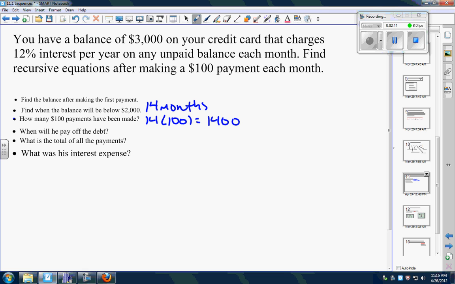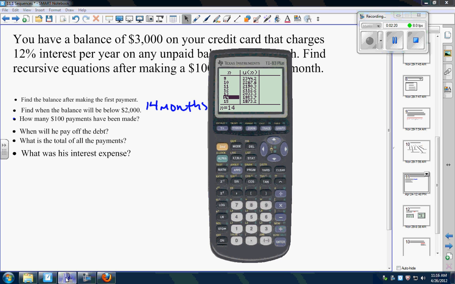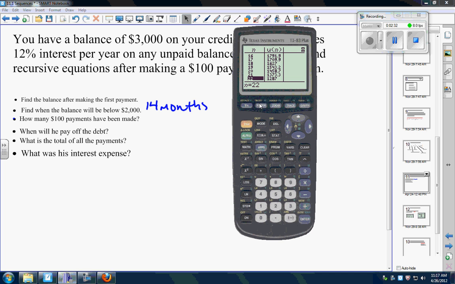When will he pay off the debt? Oh, these just got a little bit out of order. Okay, I see what happened. When will he pay off the debt? So you're just going to have to grab your calculator and just keep scrolling, okay? That's one solution, and because it's doing these calculations, it takes a little bit longer sometimes. One thing you can do is go to your table set and put the independent on ask, and then you can just kind of guess. So it'll let you input whatever you want.